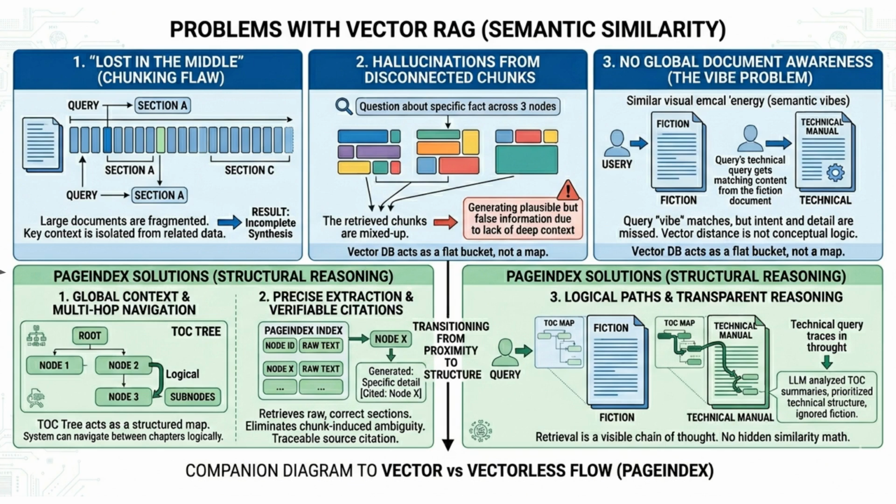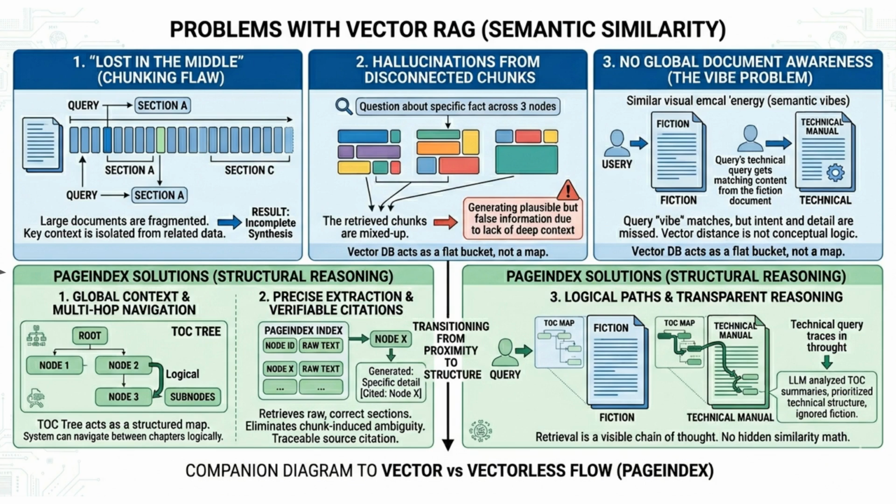The 3 PageIndex solutions, structural reasoning. Let's shift to the green bottom half of the diagram, PageIndex solutions. This is vectorless RAG, a retrieval architecture built on document navigation. 1. Global context and multi-hop navigation. Solution 1. We establish global context.